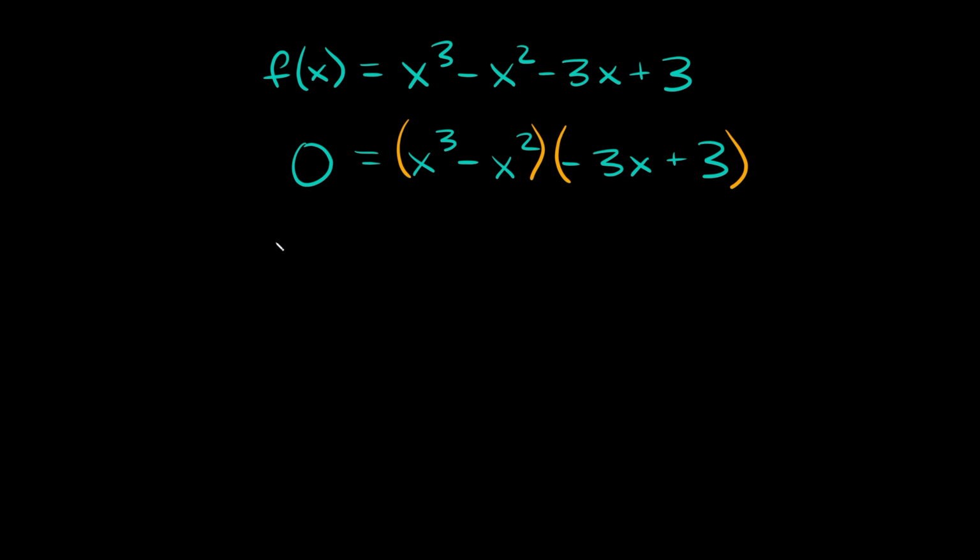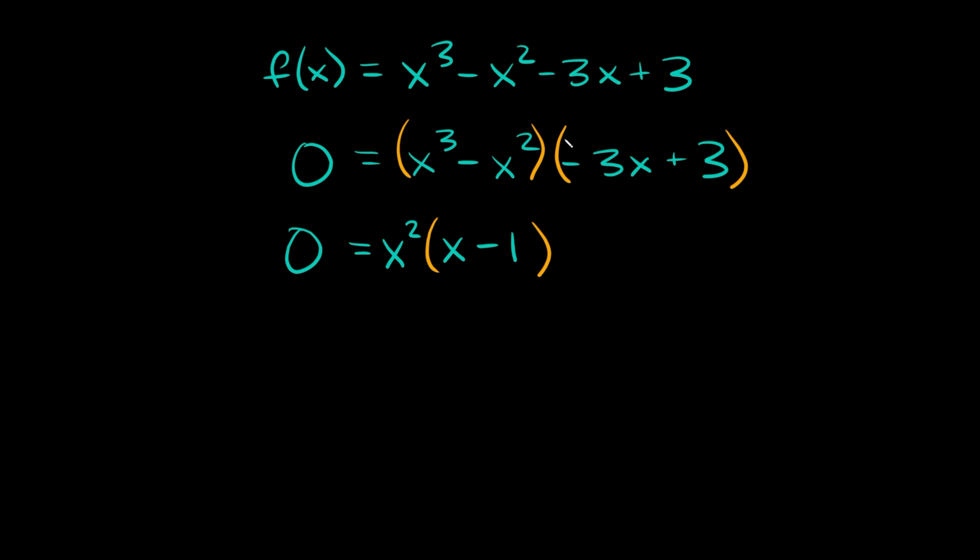So then here, we're going to get that 0 is equal to, now for this first set of parentheses, we have x cubed minus x squared. The biggest factor that we can take out of both of these terms would be an x squared. So let's factor out an x squared right here in front. What are we going to be left with inside of these parentheses? It looks like we're going to be left with x minus 1.